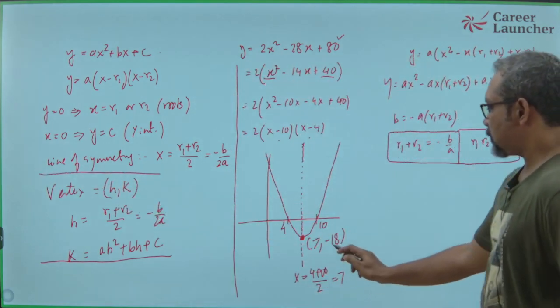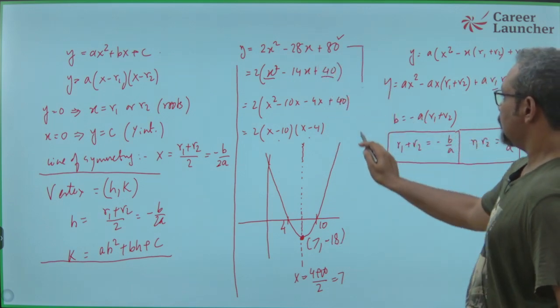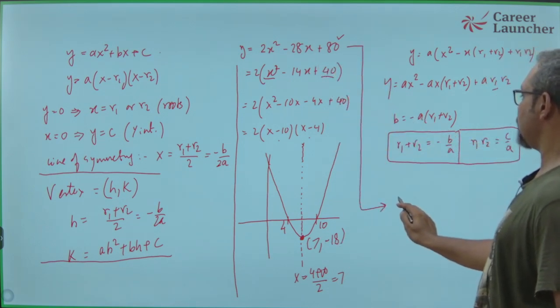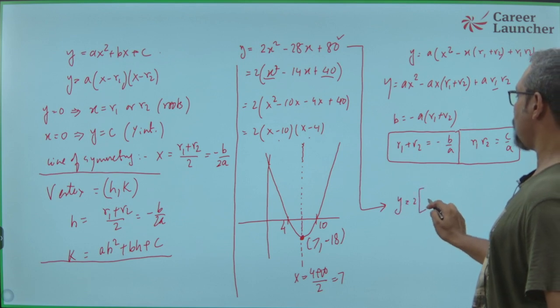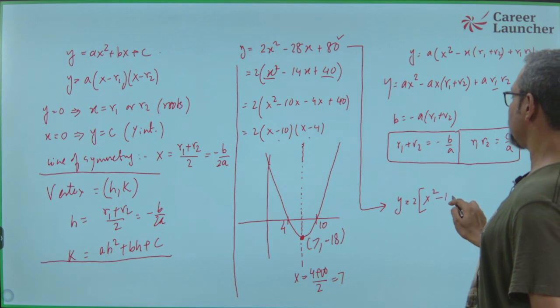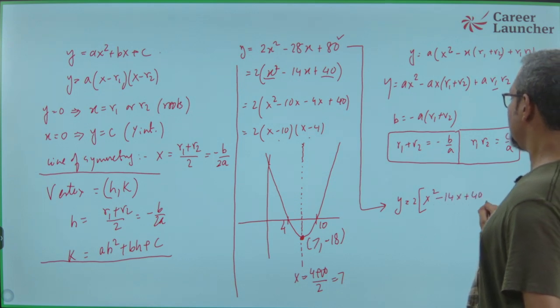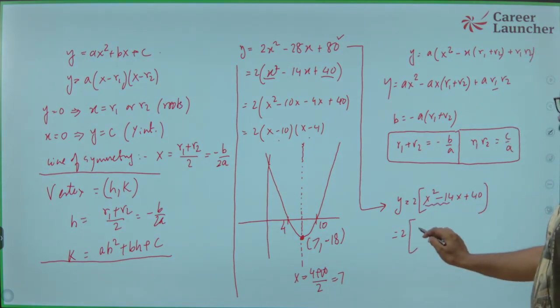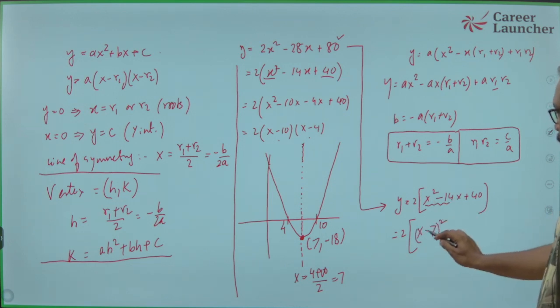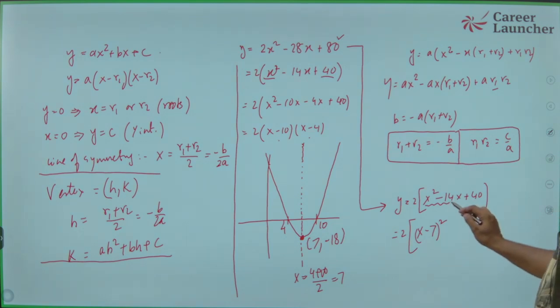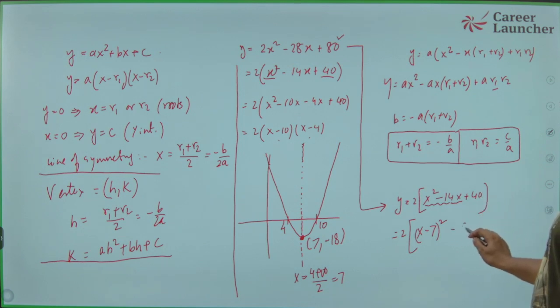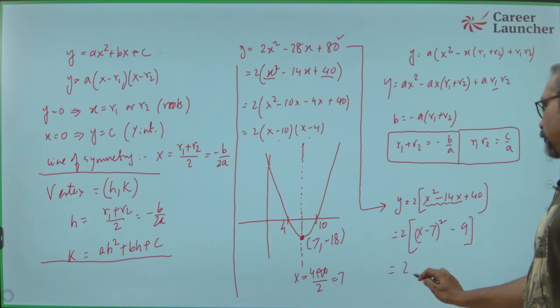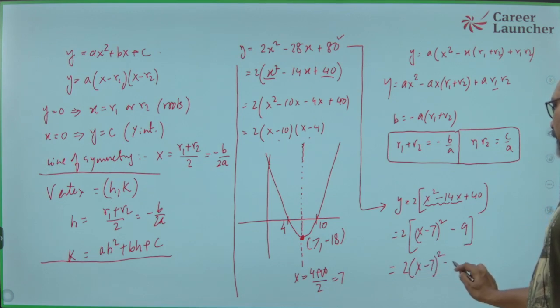One last thing here to note: this same equation can be rewritten in a slightly different manner. Taking the 2 common, x squared minus 14x plus 40 can be split as we complete the square with this term, giving us x minus 7 whole square. So what is that? x squared minus 2ab, that's 14x. We will get a plus 49, but I need only 40, so I need to do minus 9.